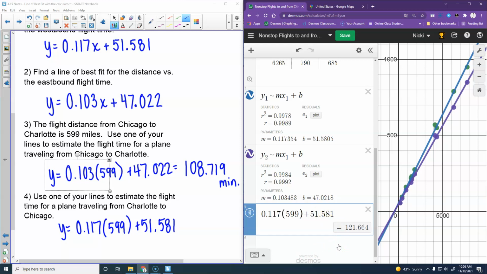All right, and we get 121.664. So this would be a little bit over 2 hours to get from Charlotte to Chicago. Would be a little over 2 hours. Yep, 2 hours and 1.5 minutes.